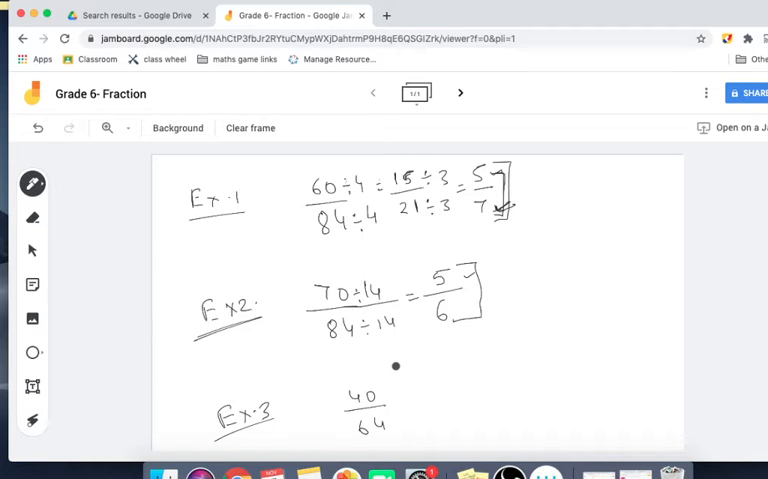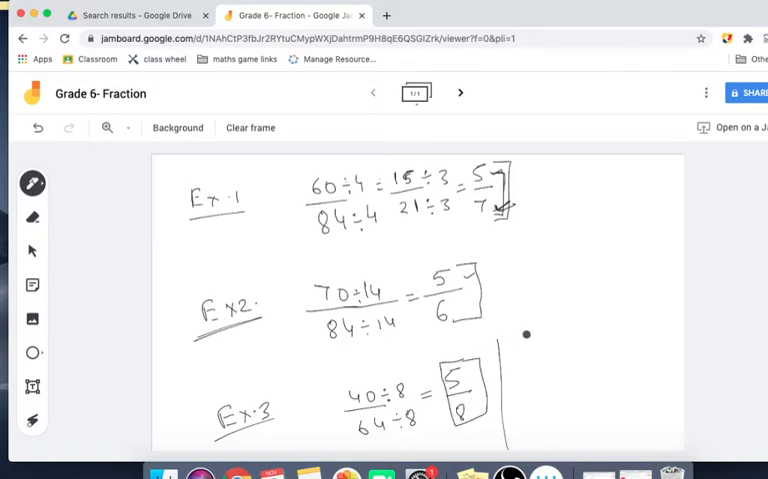Okay, have you done this question? Let's try. You can divide it with 2 or with 4, right? Or you can directly divide it by 8. So let's try with both 4 and 8. I am doing it with 8. If you divide it with 8 directly, you will get 5 by 8 as the answer.